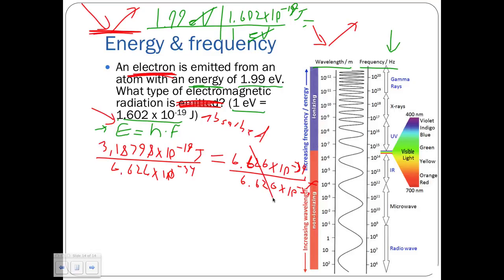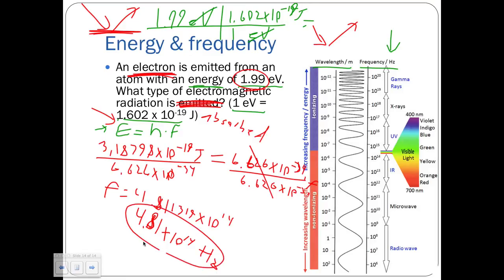All right, so let's see what we can do with this one. So we get a frequency of 4.81319 times 10 to the positive 14th. Significant figure-wise, really the number we started with was this 1.99 electron volts, so it'll be 3 sig figs. So this will end up being 4.81 times 10 to the 14th, and the unit here is going to be hertz, because that's the unit we get out of our equation here. So that's going to be our answer here.